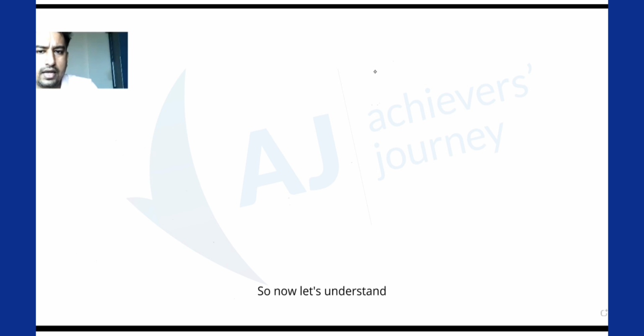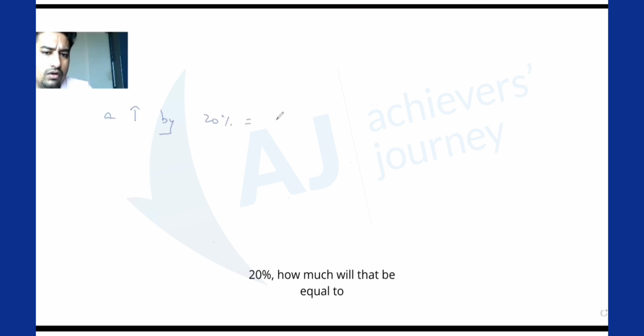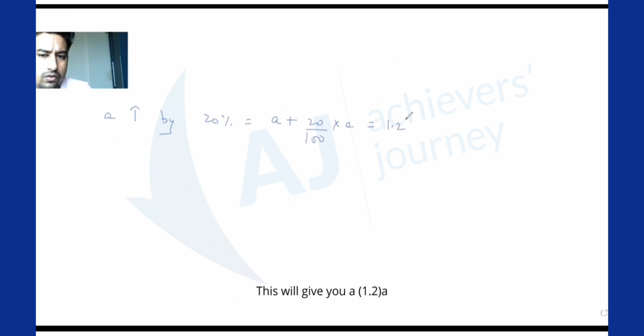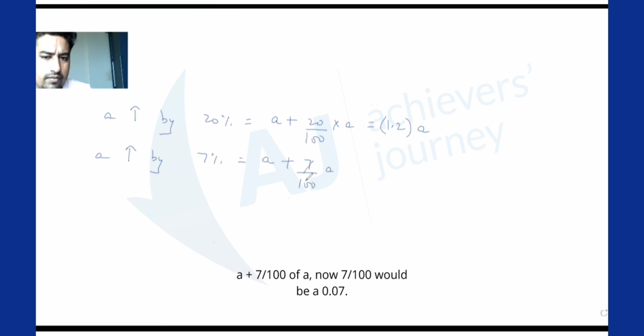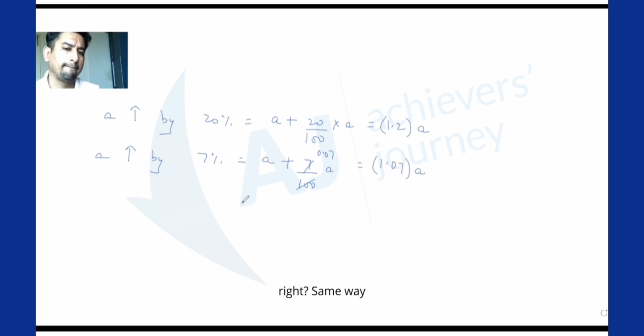So now let's understand, if A increases by 20%, how much will that be equal to? A plus 20 by 100 into A. This will give you 1.2. If A increases by a simple 7%, how much will that be? A plus 7 by 100 of A. Now 7 by 100 would be 0.07. It won't be 0.7. That would be 1.07 of A, right?